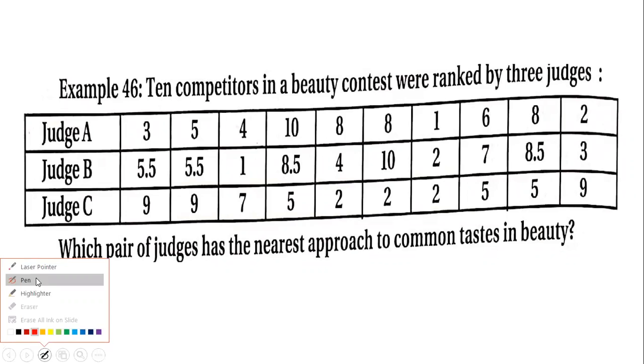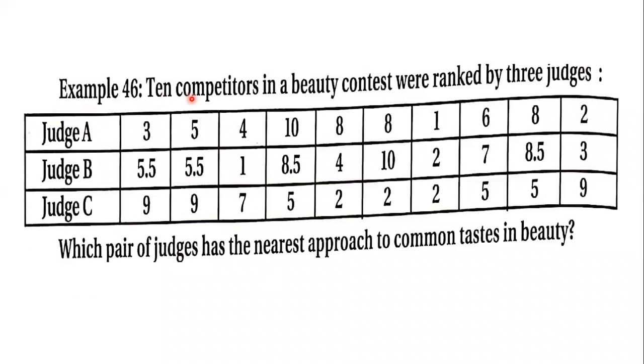10 companies, 10 competitors in a beauty contest were ranked by 3 judges. So Judge A, Judge B and Judge C. In the previous problem we had only Judge A and B. Here it is 3 of them, and they have given the ranks. And how many competitors are there? 10 competitors. Which pair of judges has the nearest approach to common tastes in beauty?